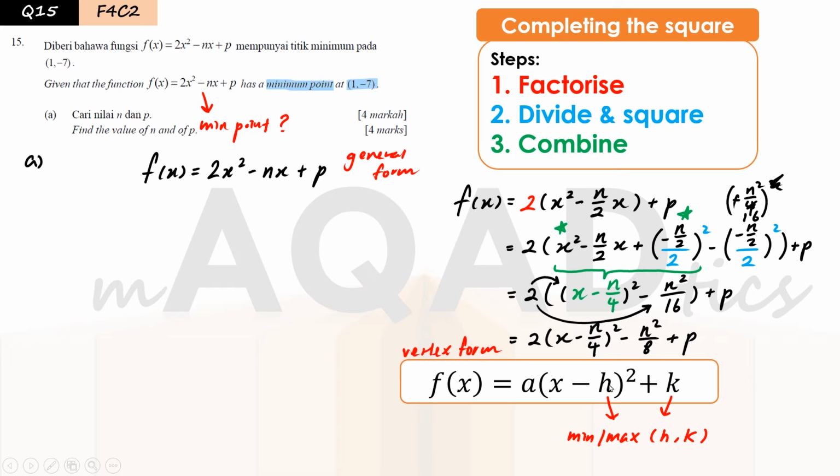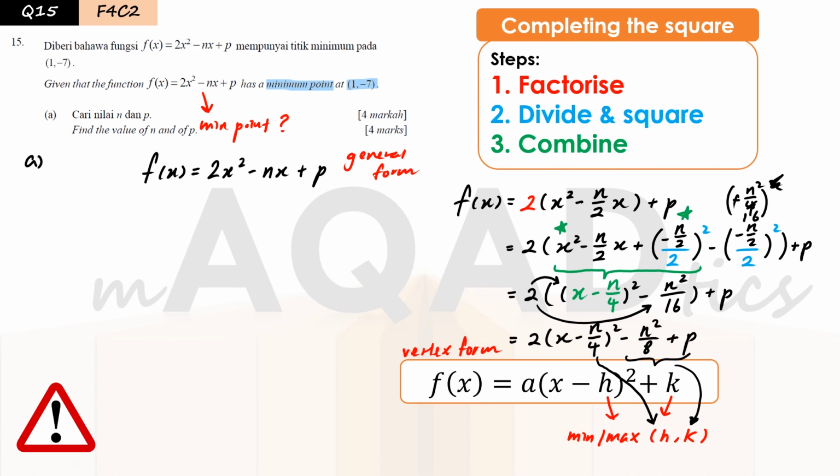Right, so h would be the value inside the bracket here, which is n over 4. Alright, n over 4. And the value of k would be the values outside of the bracket here, right? Which is this entire thing. Okay, so this entire thing is value of k.